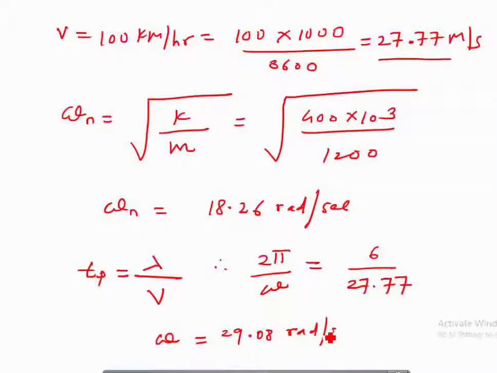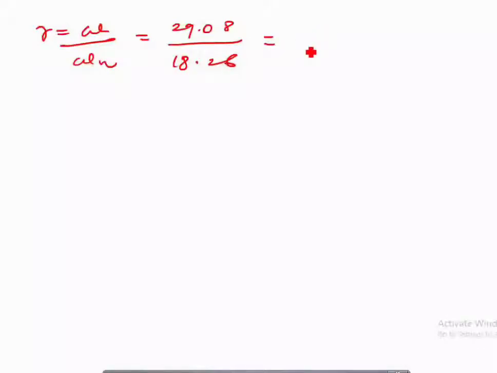Okay, now once I get omega n and omega, so now I can easily find out the frequency ratio. What is frequency ratio? It's a ratio of omega upon omega n. So r is equal to omega upon omega n. So what is omega? 29.08 divided by omega n is 18.26. I'm getting frequency ratio 1.593. Okay, so now you can easily find out steady state amplitude.